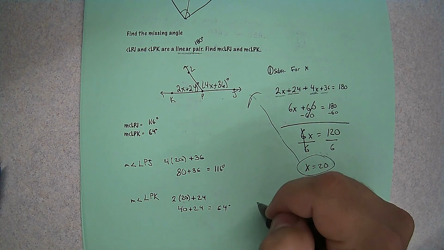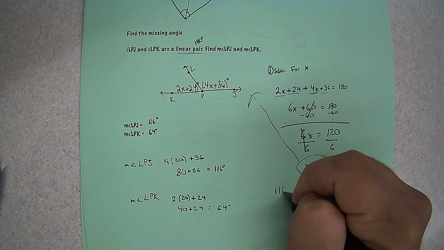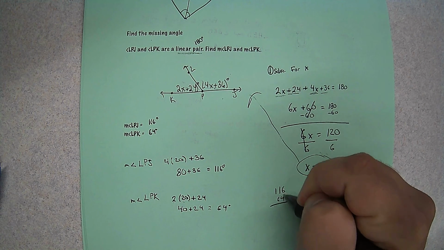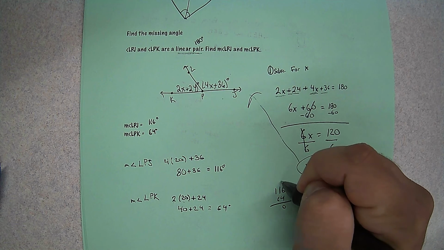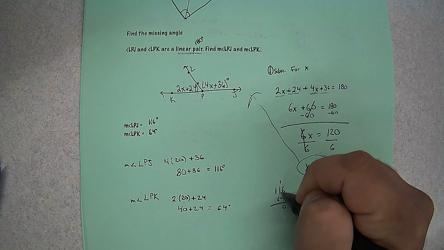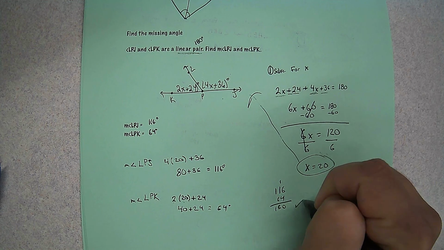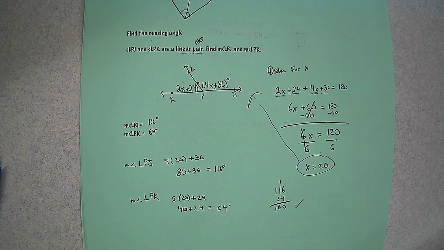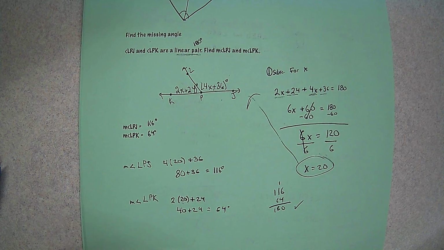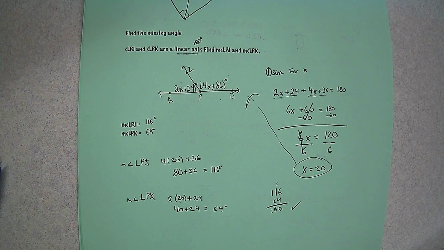Again, we can check our answer. 116 plus 64. That's going to be a 0, a 10, and then we have an 8 and a 1. So it checks out. It adds up to 180. All right, that concludes this video. And you can now begin your work that goes along with it.